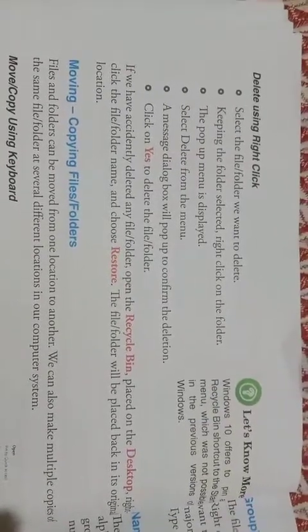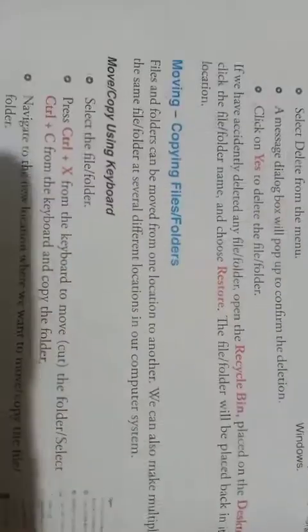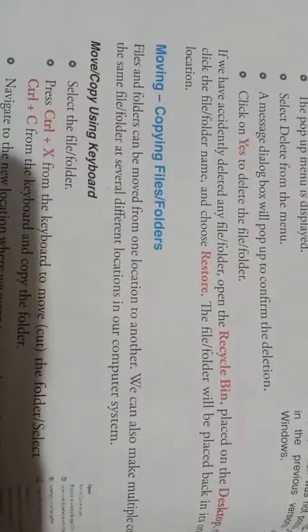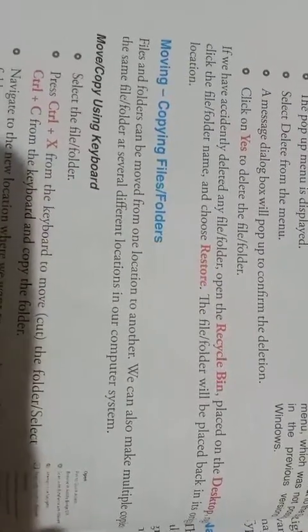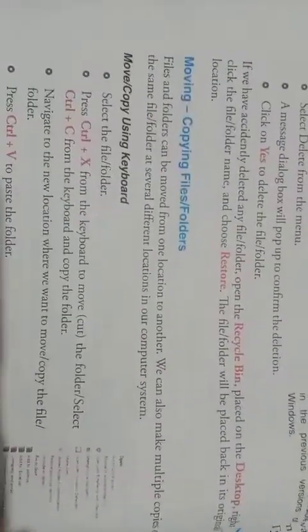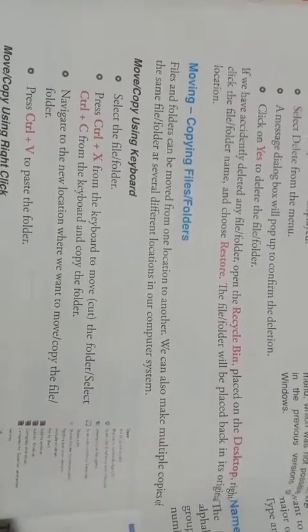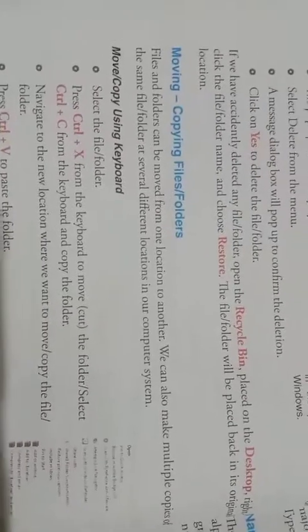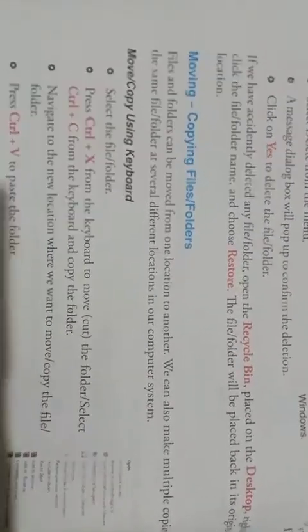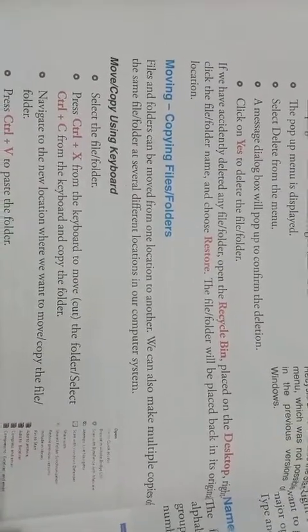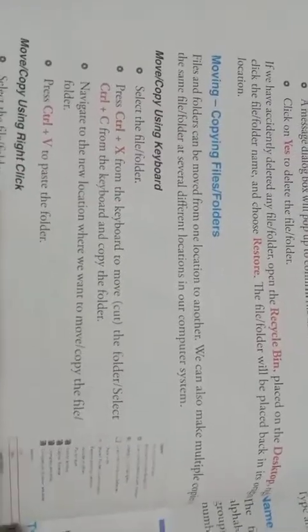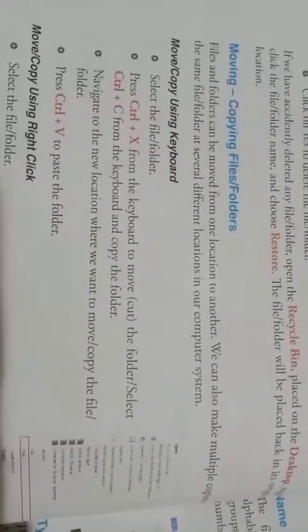If we have accidentally deleted any file, sometimes it happens that we accidentally delete files and folders, but at that time what we can do is open the recycle bin. We have an option to restore the files. The option is the recycle bin on the desktop. Right click on the file and folder name and choose restore. You just click the right mouse button and click on restore. The file and folder will be placed back into the original location. Wherever you had saved that file, it automatically goes back to the same location.